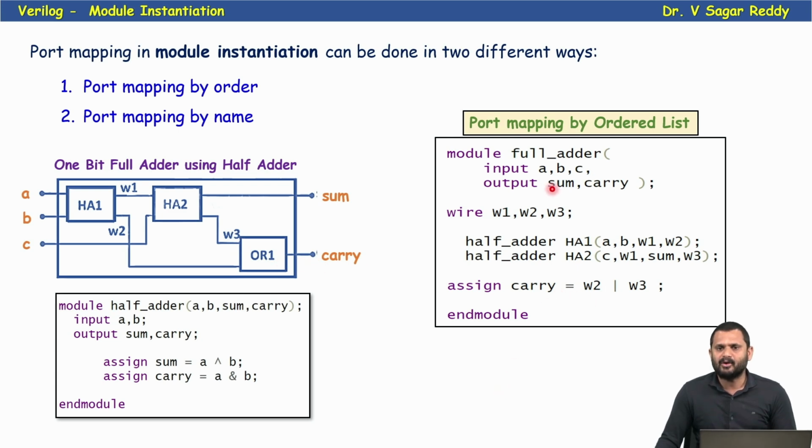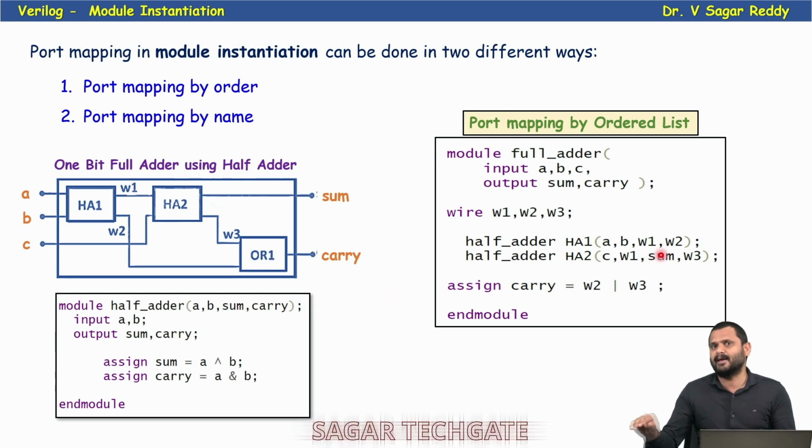So now what we do here is port mapping by order list. While instantiating, I'll use the same order as in the module definition: input a comma b, sum comma carry. In the same way, a comma b, w1 comma w2. So a is the input a, b is the input b of this half adder. w1 is the output sum, and w2 is nothing but the carry output. So we are following the same order.